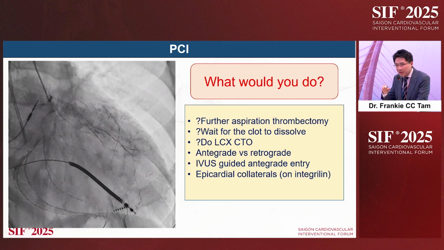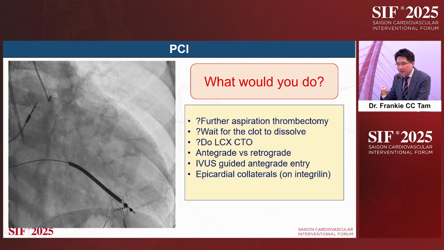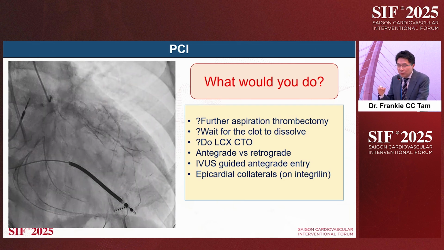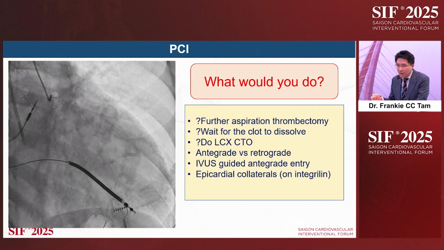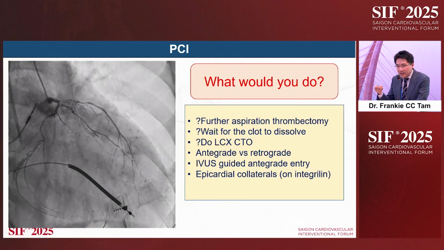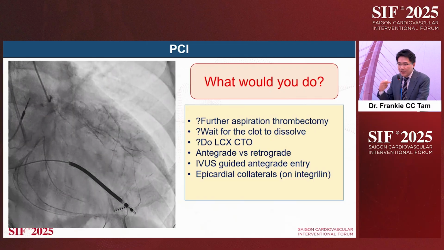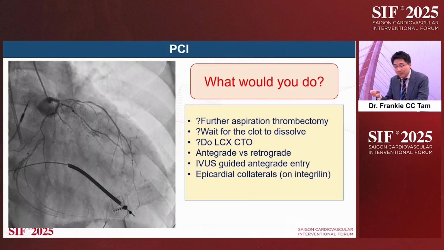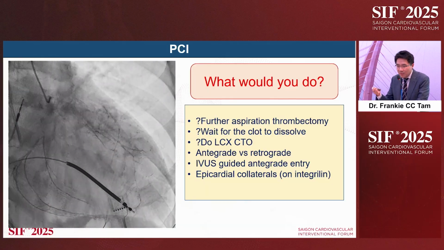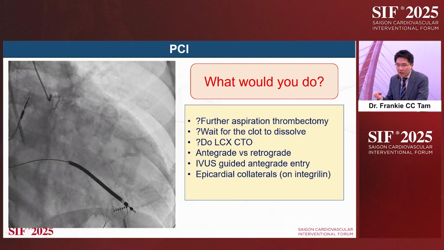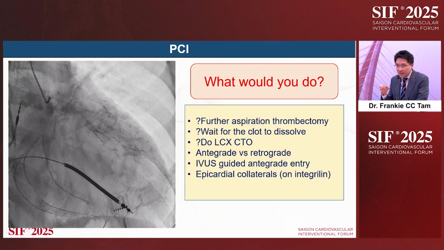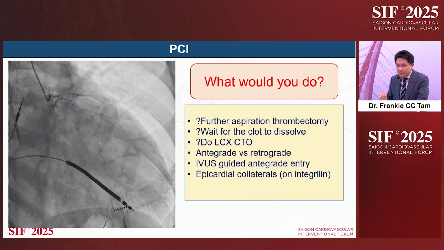So on the angiogram is actually what it was in the beginning, all right? So what will you do? We will perform the third CTO. If you want to do it, you do antegrade or retrograde or do IVUS-guided entry. Remind that if you want to do retrograde, you have to do it through the epicardial collaterals, and now the patient is on Integrilin infusion. And also the patient is in shock now, right? Chest pain, you have to do this in a very, very quick way.